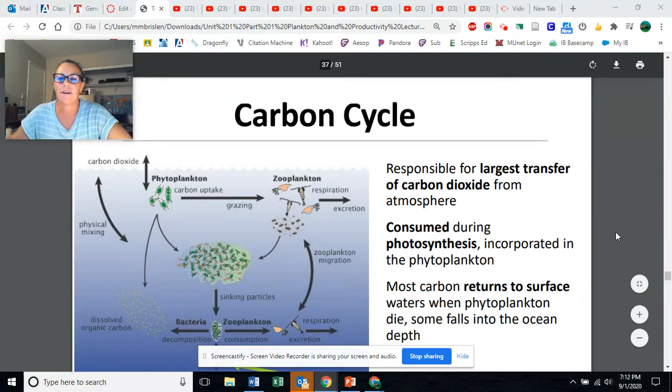Hey guys, thanks for bearing with me. I know I'm going really fast, so I'm trying to keep these videos really short. So here's the carbon cycle.